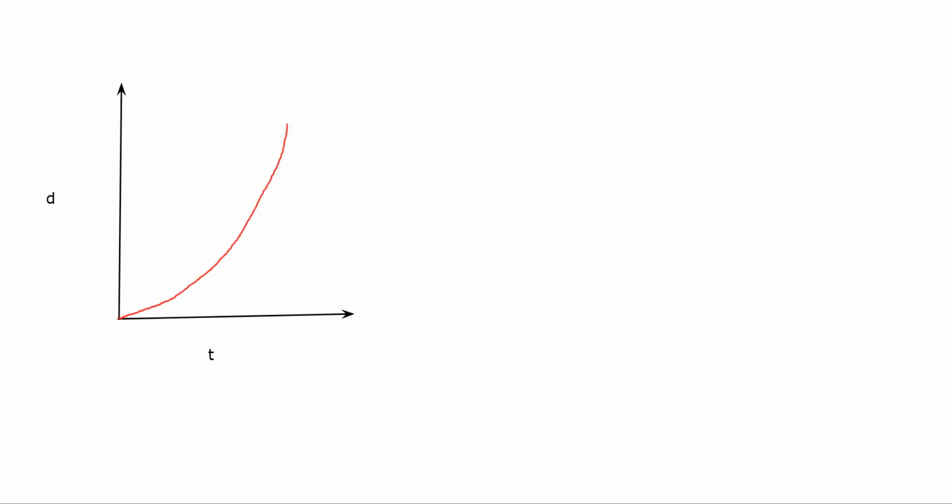If you have a distance time graph, and the curve is getting steeper, what happened to the slope of this line? Increasing. So slope is increasing. If the slope is increasing, it means the speed is increasing.